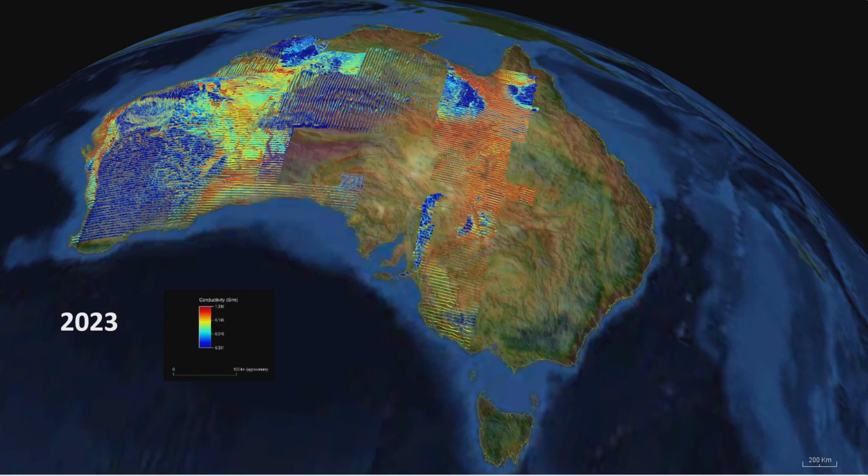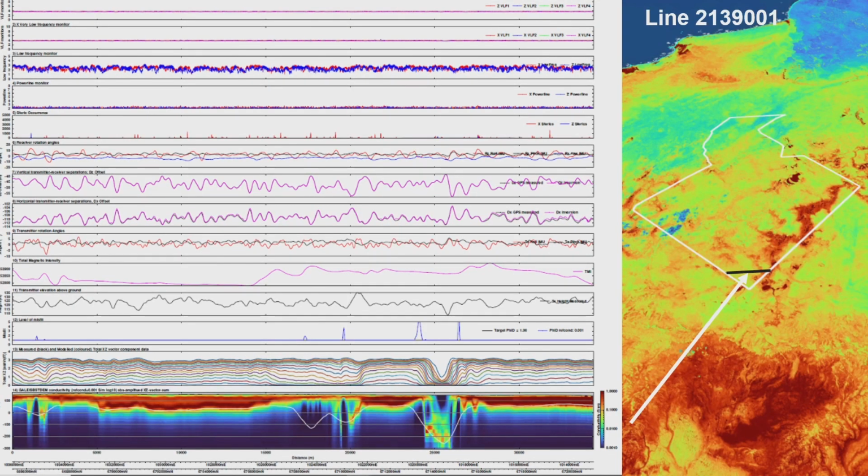So that's actually a fantastic data set, and GA has a suite of products that are coming out where you can look at each of the individual profiles and the models, and it's quite clear that this data set is very powerful for also delineating paleochannels.